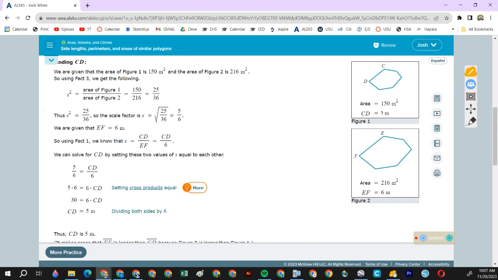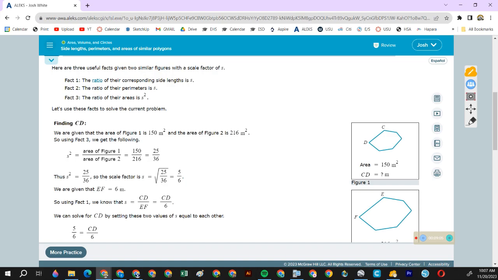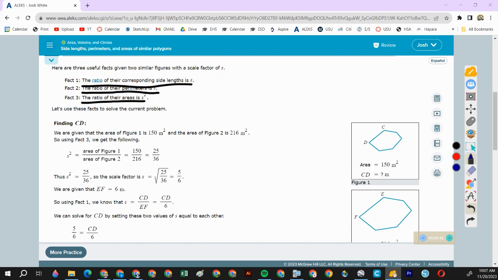So look at this here. Everything on a two-dimensional shape that is listed in a single dimension is proportional to everything that is also listed in one dimension. But once you move on to 2 dimensions, then the rules get a little bit more complicated. Okay? So, the ratio of their corresponding sides is S. The ratio of their perimeter is also S, but the ratio of their areas is S squared.